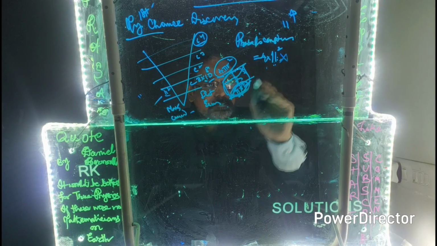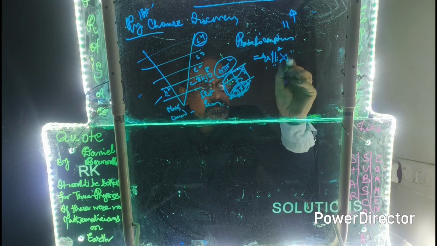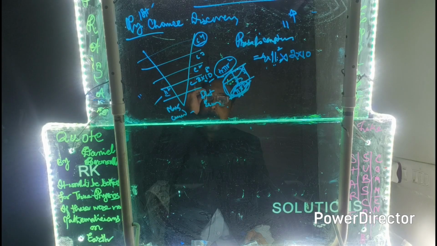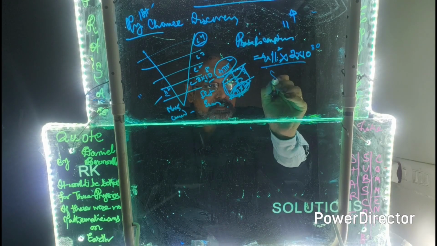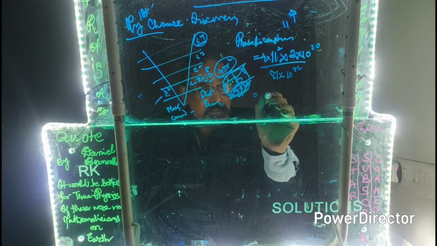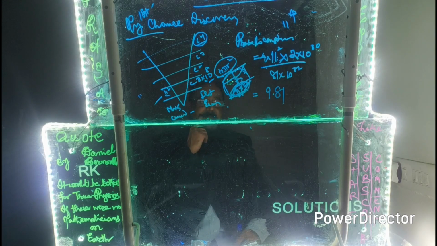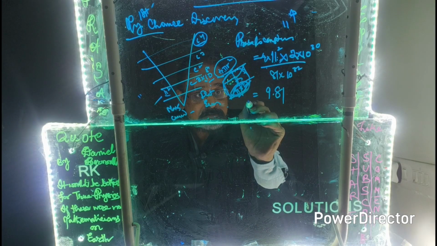So I took this and tried again, that is 2 into 10 raised to 30 by 81 into 10 raised to 32. It came out to exactly 9.81. See, we all know what 9.81 is. It is nothing but g.